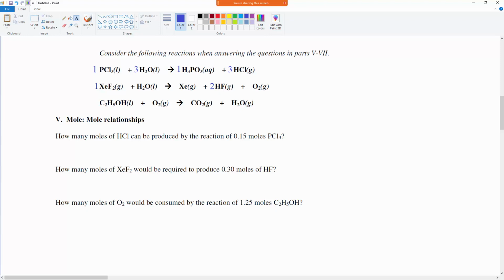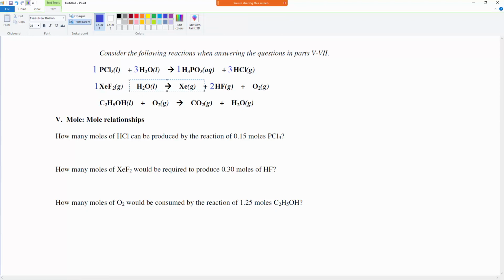And I actually have 2 oxygens here, but just 1 there. So I'm going to need 2 waters to make that work. Let me put this over here. I'm just going to get rid of it entirely. Going to need 2 waters to balance the oxygens.